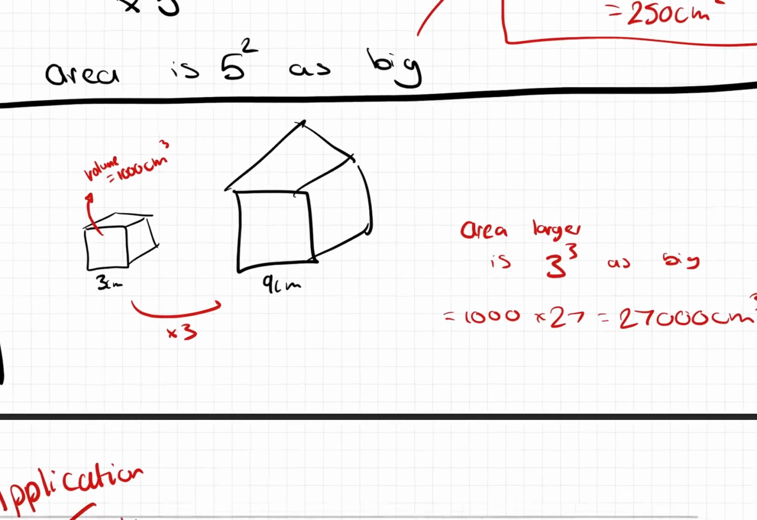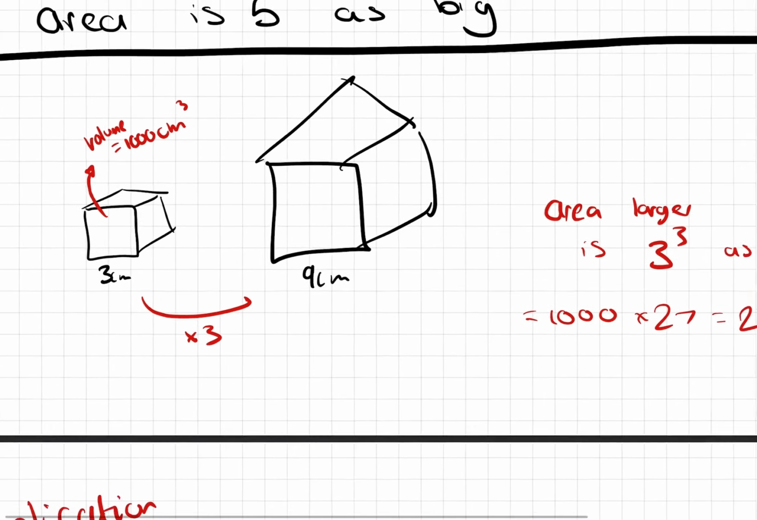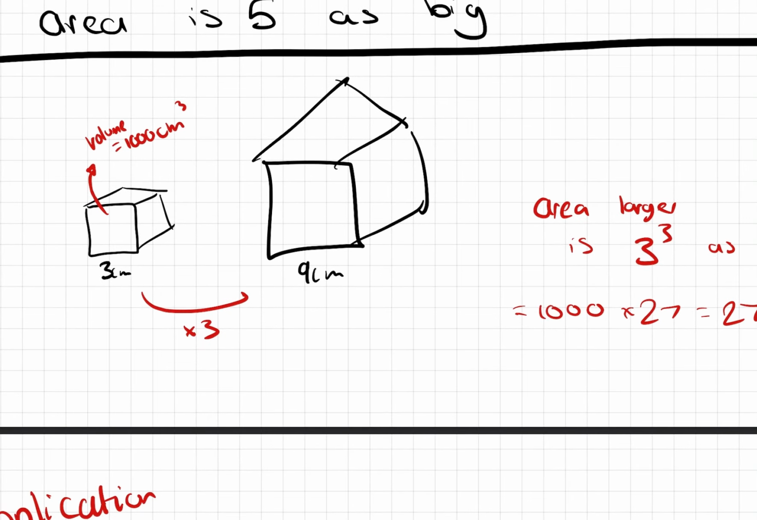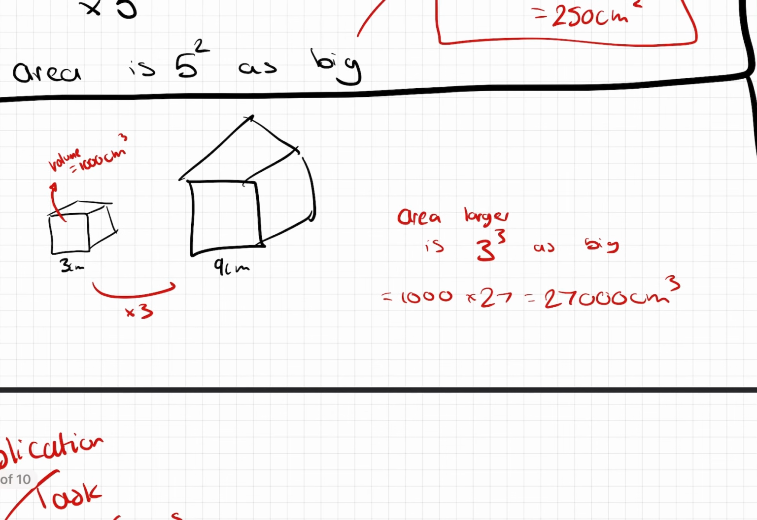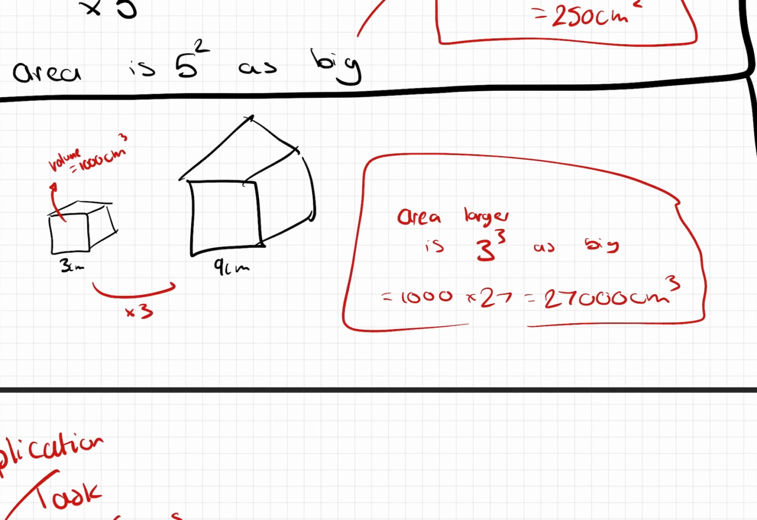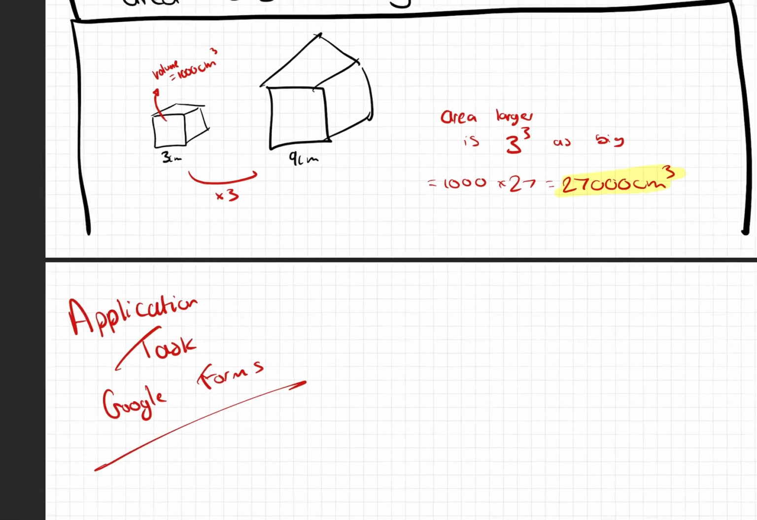And the same here, I've done the same example. This cube here has a volume of 1,000 centimetres cubed, and I make it 3 times as big. So it's a scale factor of 3, where the volume is going to be 3 cubed. 1,000 times 27 is 27,000 cubes. So there we are. Let me highlight that. And that should be all you need to know to start the application task.